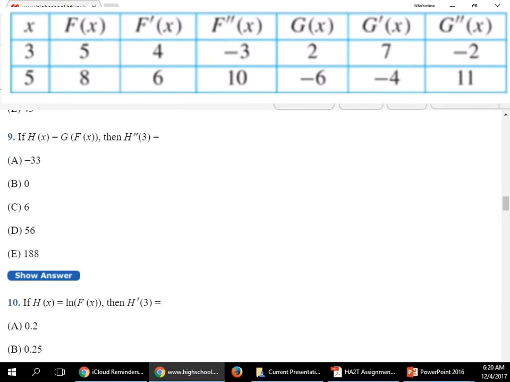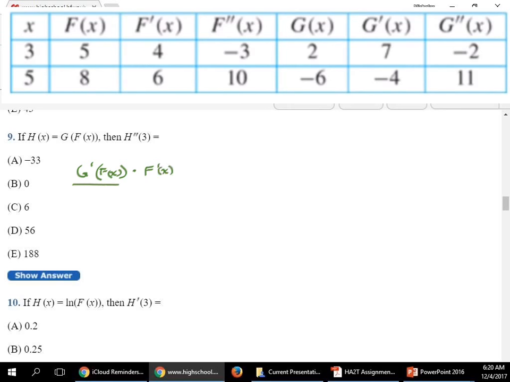Number 9. Oh my goodness. We still have the same looking thing. But this time it says take double prime. Alright, let's write this out really quick. We have g prime of f. We already did this one from the previous one. It was the chain rule.